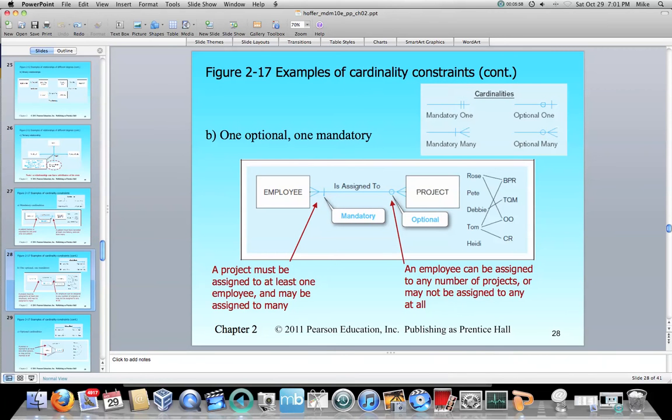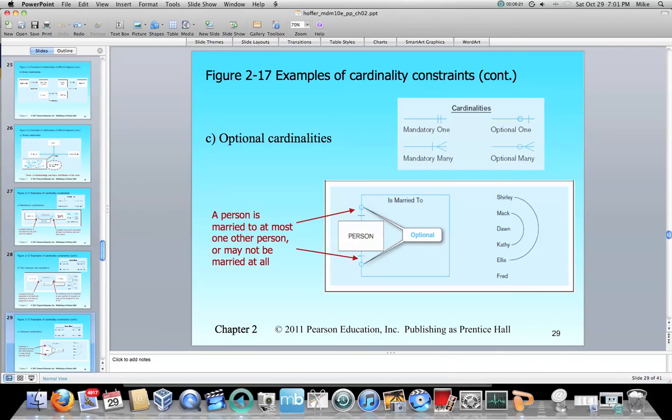When we have one optional and one mandatory, we can see that we can have an employee, but an employee doesn't have to be associated with a project. On the other hand, a project must be assigned to at least one employee, and may be assigned to many. So here we've got the combination of the minimum cardinality along with the maximum cardinality.